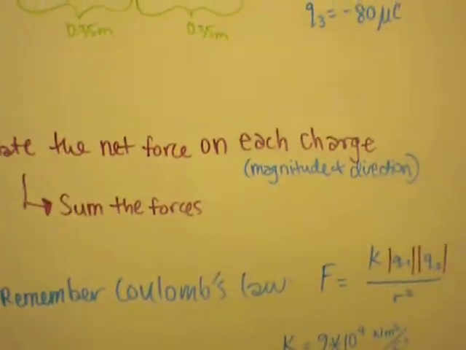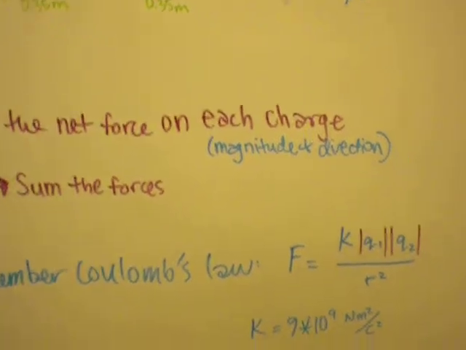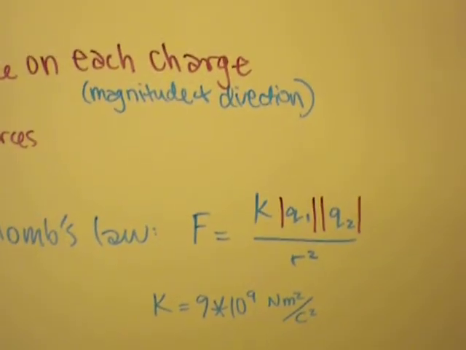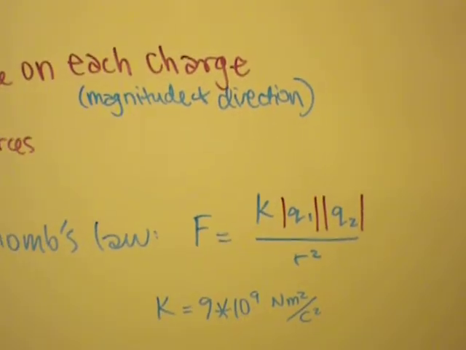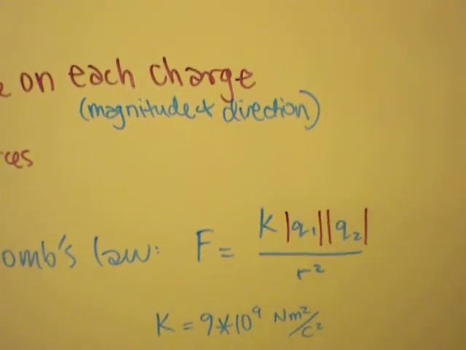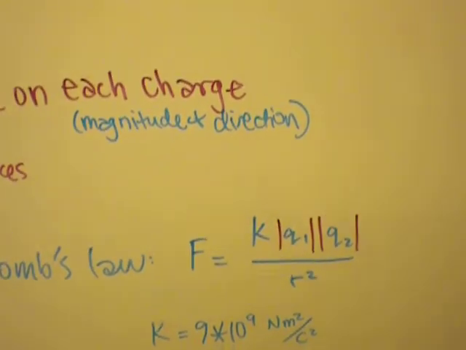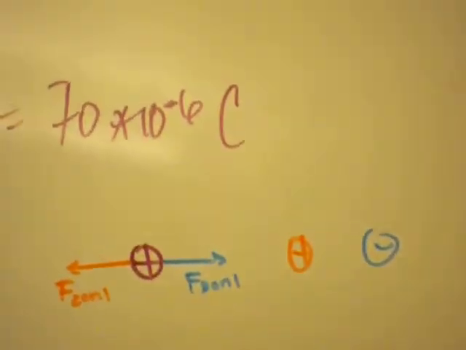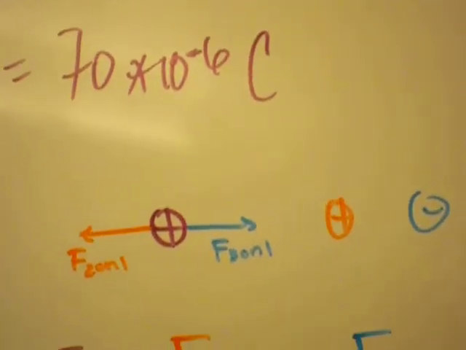And the way we calculate the forces is by using Coulomb's law. And remember that Coulomb's law is the force equals K, which is a constant, times Q1 times Q2 divided by R squared, where R is the distance between the two charges. So we're going to start with charge number 1, the first positive charge on the left, which is 70 microcoulombs.